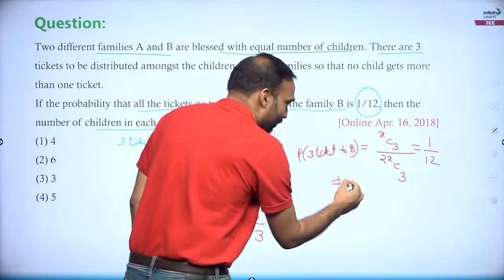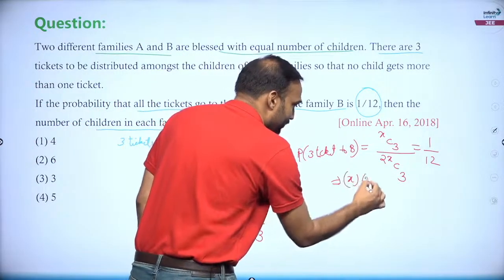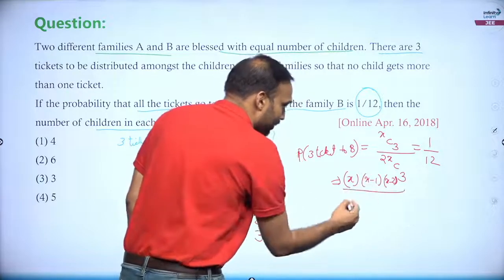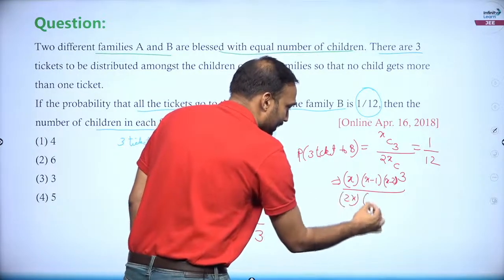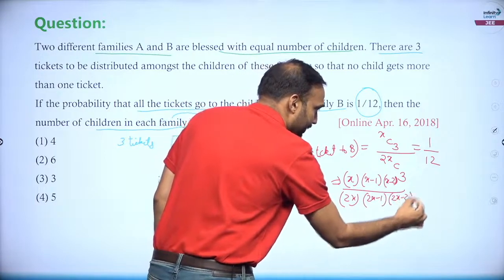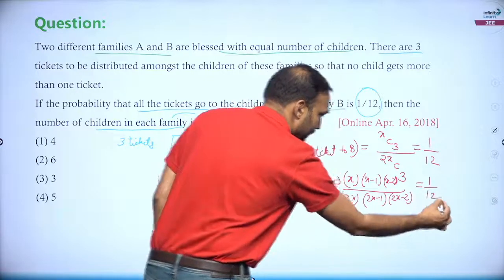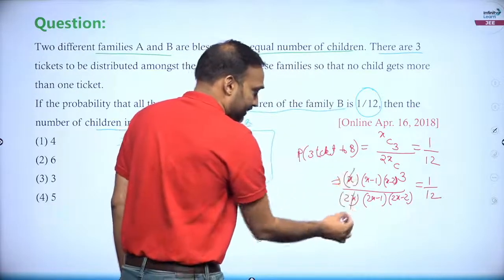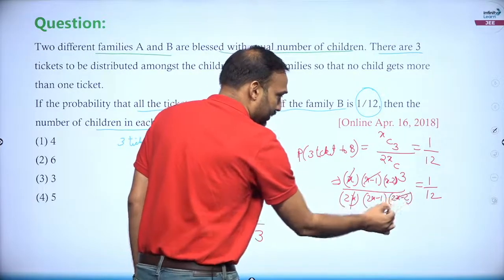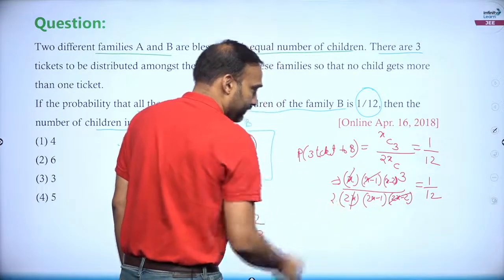So XC3 would be x into x minus 1 into x minus 2 upon 2x into 2x minus 1 into 2x minus 2. This is equal to 1 by 12. So x will get cancelled with x. If I take 2 common out of this, it becomes x minus 1. So this gets cancelled and I am left with 2.